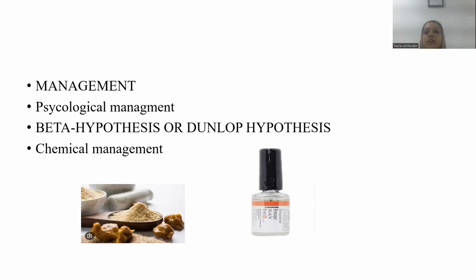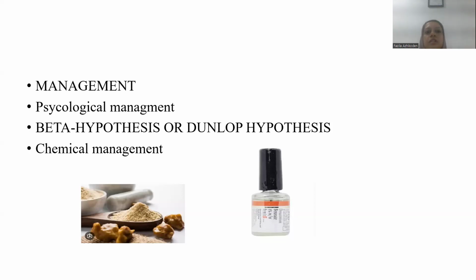So we can say the after effect of thumb sucking habit, what happens to the dental and what happens to the skeletal problems and how awkward it looks. So we make the child aware, we give them the psychological way of management, and that is the most commonly done first management in thumb sucking habit, that is a psychological management, and there is a hypothesis which is the beta hypothesis or the Dunlop hypothesis.